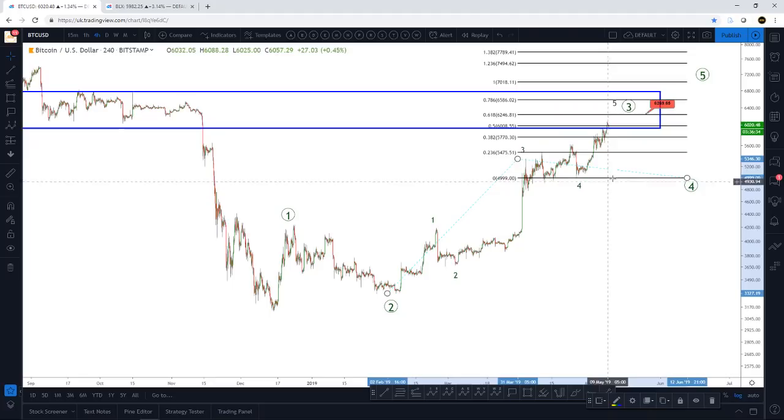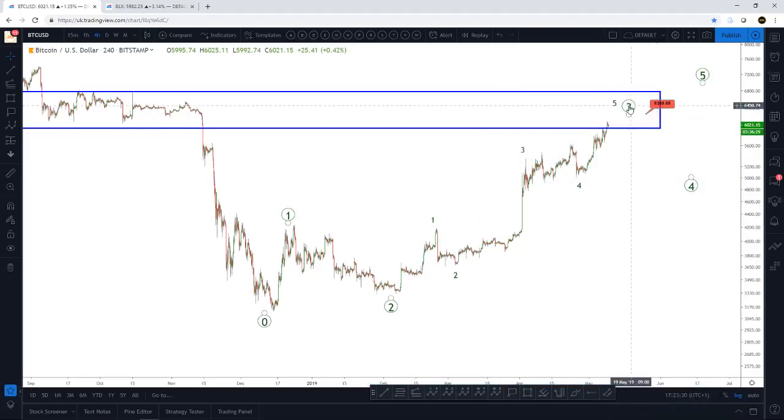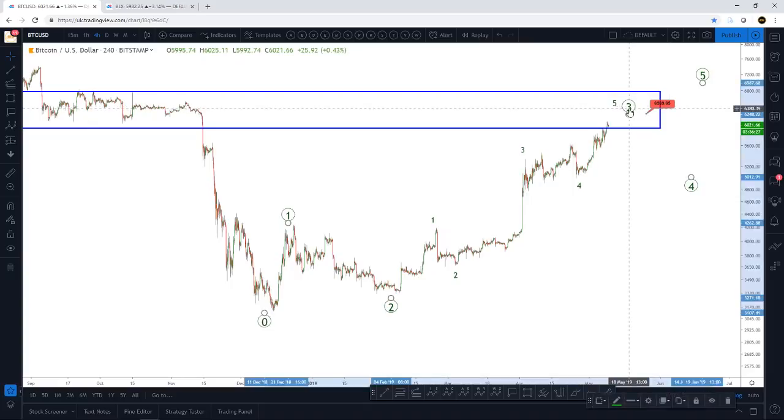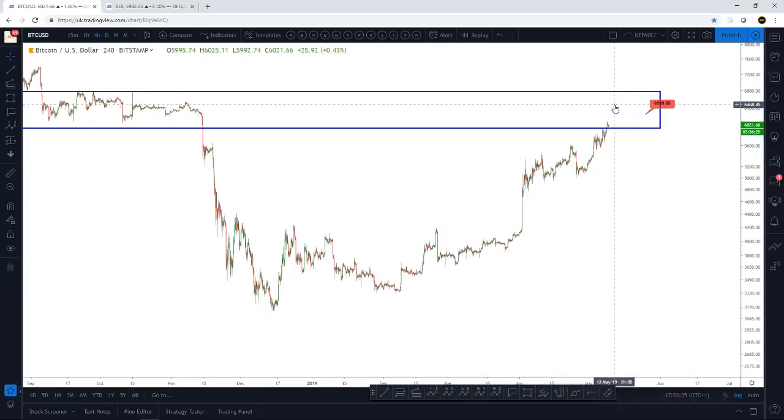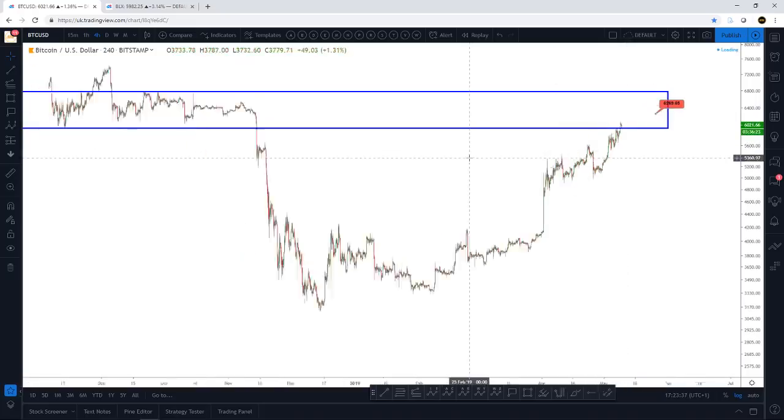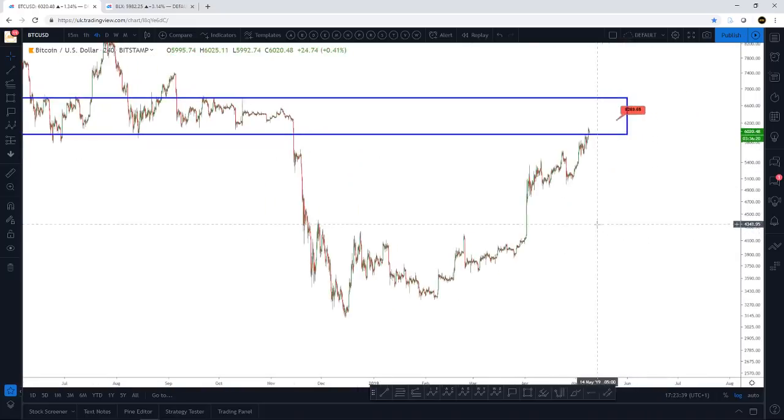So yeah, let's just clean this up now. We take these labels off. So yeah, that's from a short-term point of view, that's how I'm looking at it.